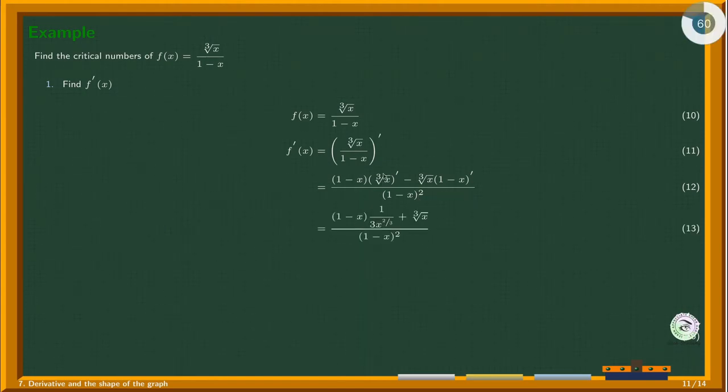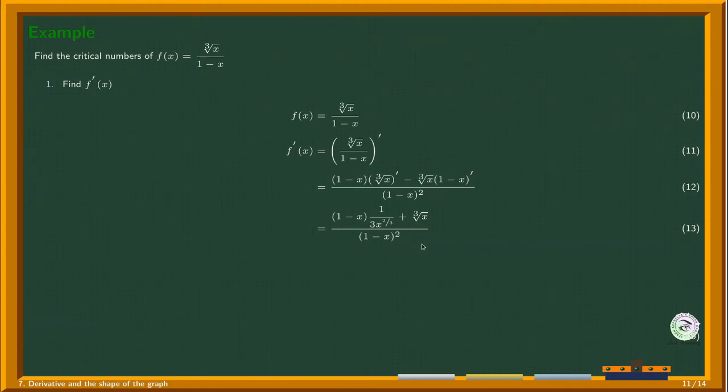Here the numerator is the cube root of x, which I can write as x to the 1/3, so I can use the power rule. I bring down the 1/3, and x to the 1/3 minus 1 is x to the negative 2/3, which I can make positive by writing it in the denominator like this. So this term comes from the derivative of the cube root of x. Then the original numerator times the derivative of the denominator: I can use the difference rule and differentiate 1 and minus x separately. When I differentiate minus x, I get minus 1. That minus and this minus make a positive.